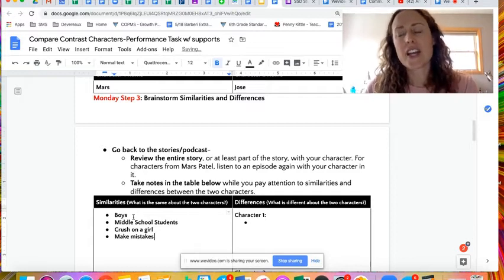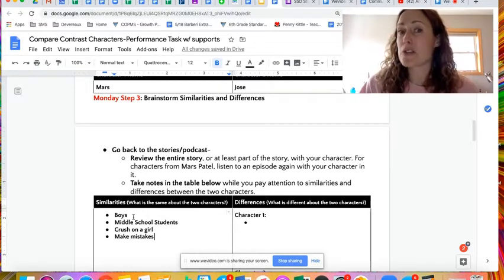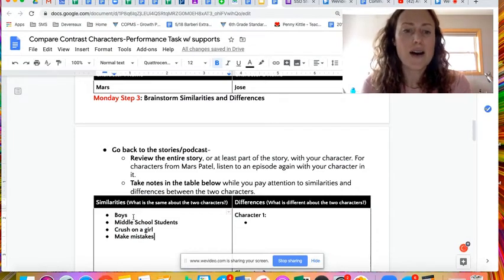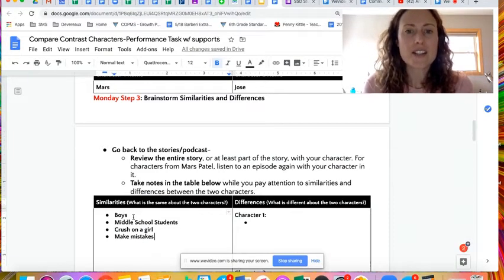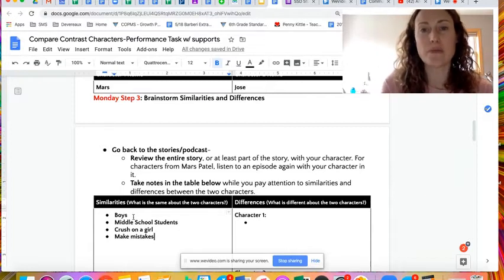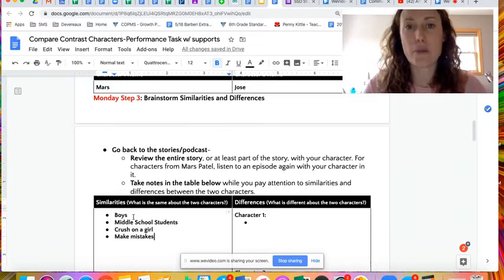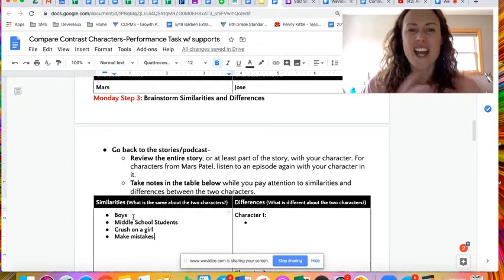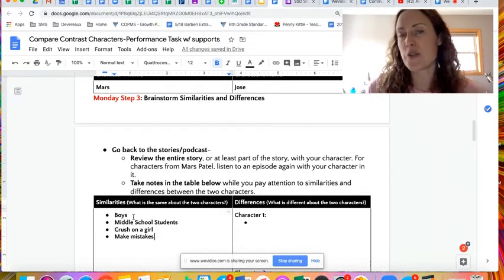I can think of some, like Mars really trusted Mr. Q and maybe he shouldn't have. And Jose obviously lies and pretends he's a way better racquetball player than he really was, since he didn't play it at all. So he makes mistakes there, right? So that's kind of all I can think of right now. I'm sure you could think of some other things, but I don't want to give too much away.